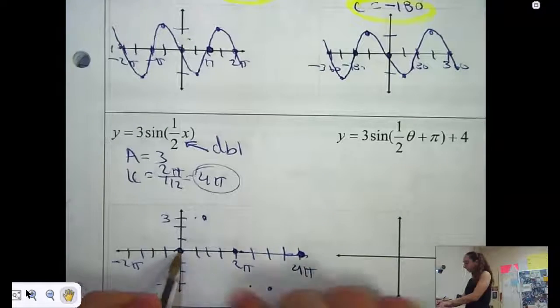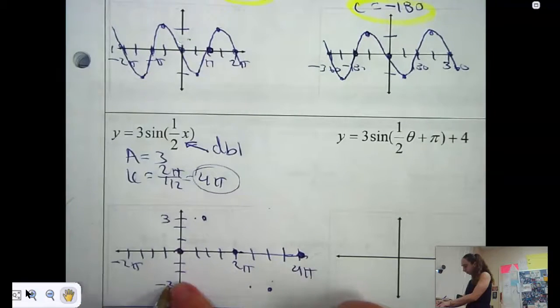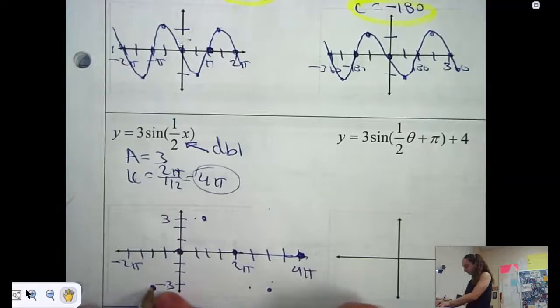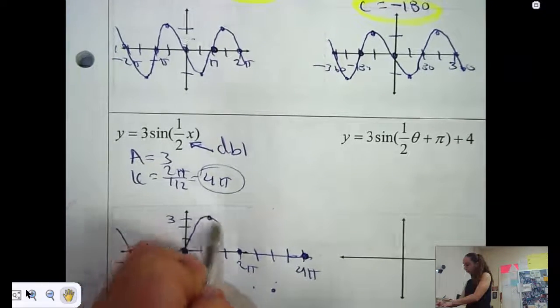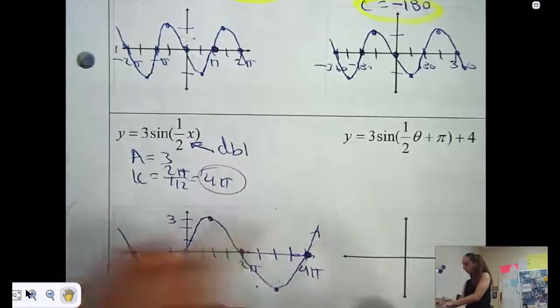Okay? So then if this is the top, down, double it. Double it. And I've graphed 1.5 cycles.